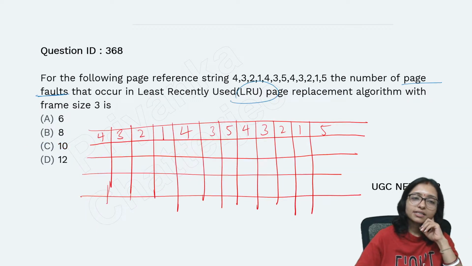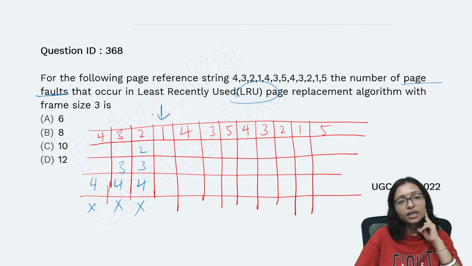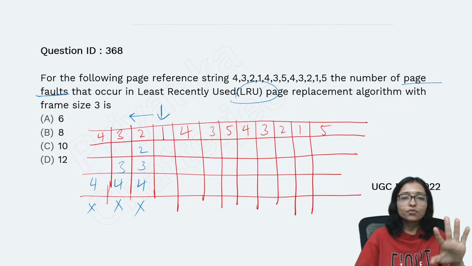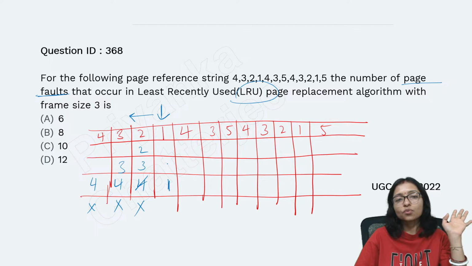How to do that? See, here 4 is coming, it is a fault. 4-3 page fault. 4-3-2 page fault. Now whenever 1 is coming, it goes back to see which is not recently used, and I am going to replace that. FIFO also will replace this 4. LRU will also replace this 4. So 4 I am going to replace.